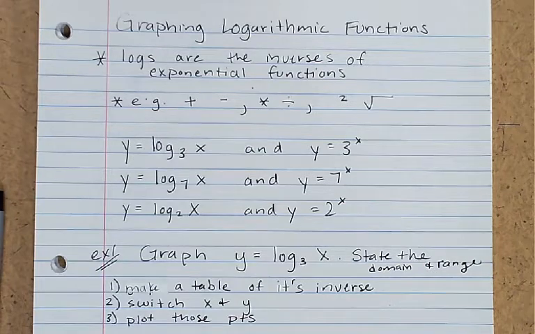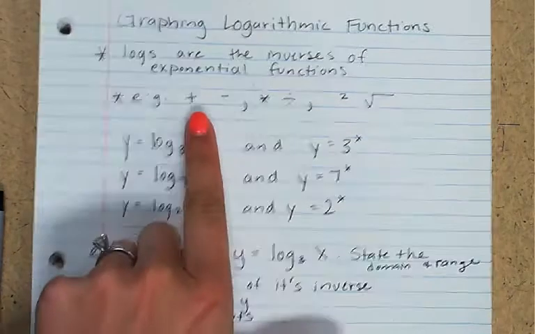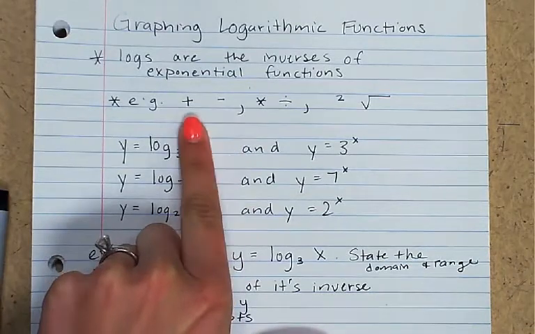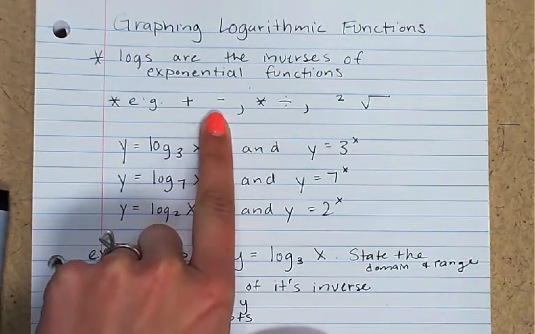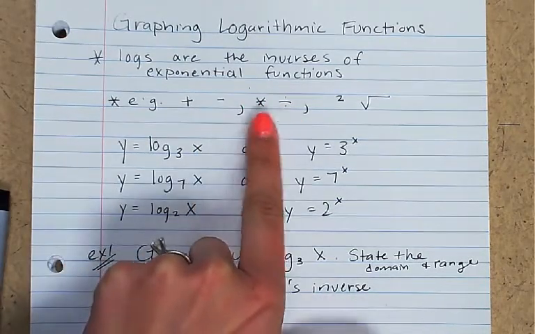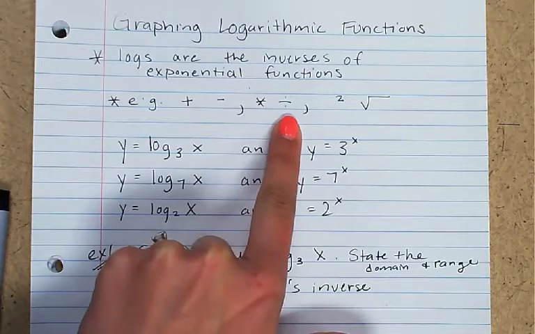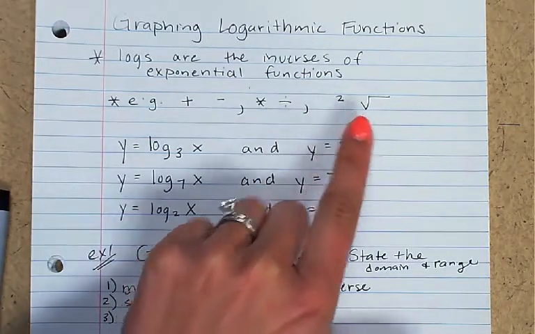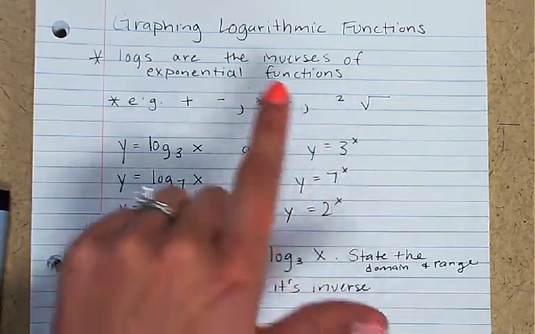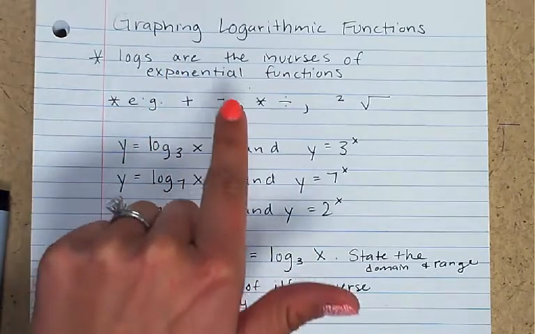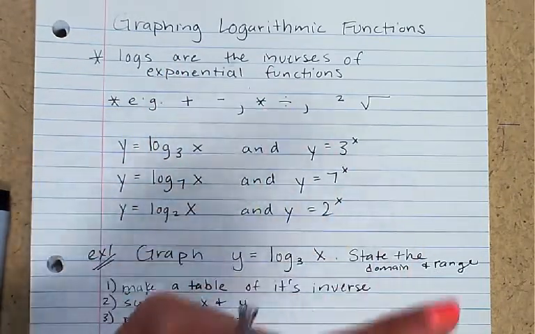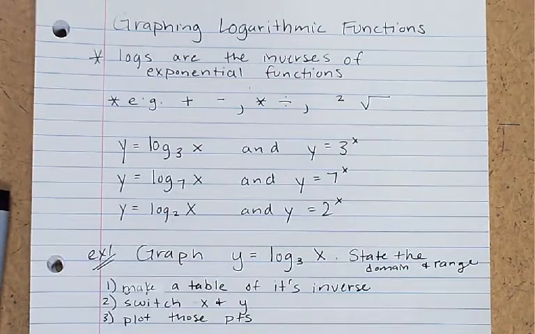It's similar to when we talk about inverse operations, how adding and subtracting undo each other. So if you had x plus 8, to undo the plus 8, you would subtract 8. Or multiplying and dividing undo each other. So if I had 10x, I would divide by 10 to get rid of it. Or squaring and square rooting undo each other. Logarithms will help us solve exponential functions when we get to that point.